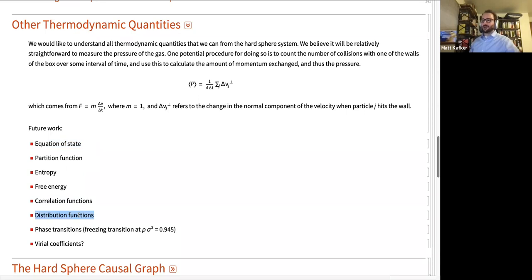Velocity autocorrelation functions. For example, the 2D hard sphere gas has a velocity autocorrelation function that has a fat, long tail. And I think what Stephen told me is that you're going to observe some sort of persistent structures that exist in the causal graph for much longer than you would expect if everything was immediately thermalizing. So some sort of vortex-like solution or something like that. And I don't really know what that means, but that's quite exciting.